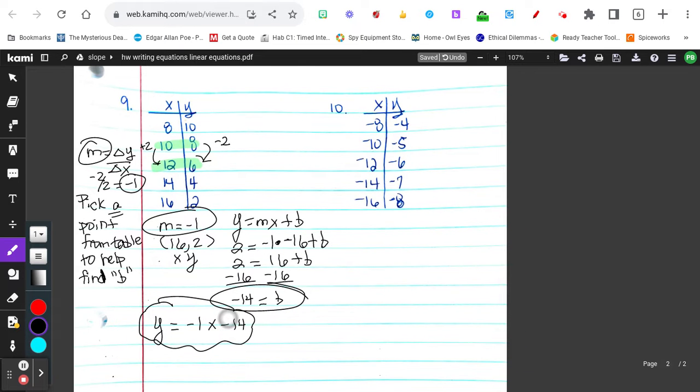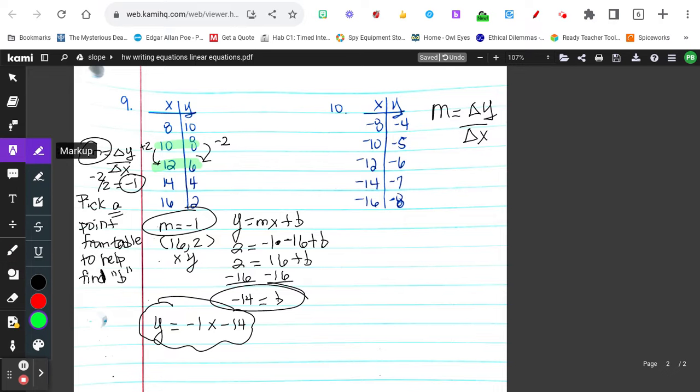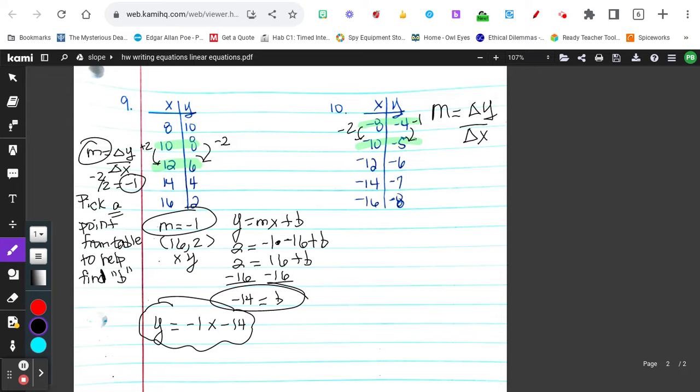Okay, I'm going to use the same method on number 10. For m, I'm going to calculate the change of y over the change of x. Pick any 2 points you want. I'll pick the first two. The change here is minus 1. The change here is minus 2. From here to here, it's minus 2. From here to here, it's minus 1. So the slope is negative 1 over negative 2, which is a positive 1/2.